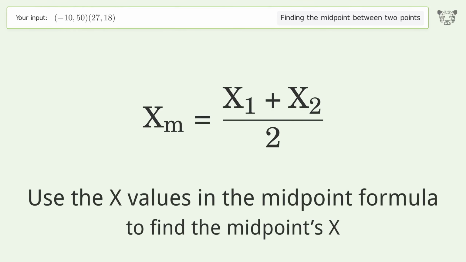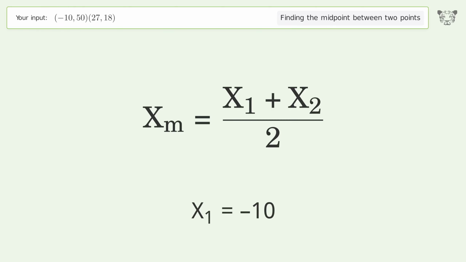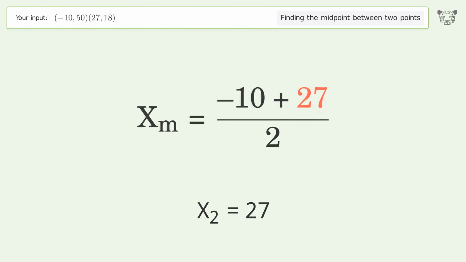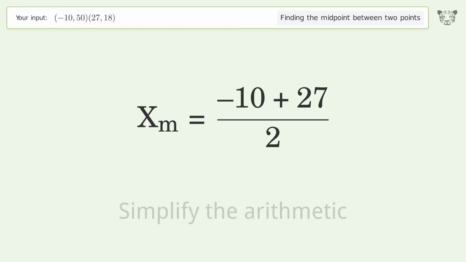Use the x values in the midpoint formula to find the midpoint's x. x1 equals -10. x2 equals 27. Simplify the arithmetic.